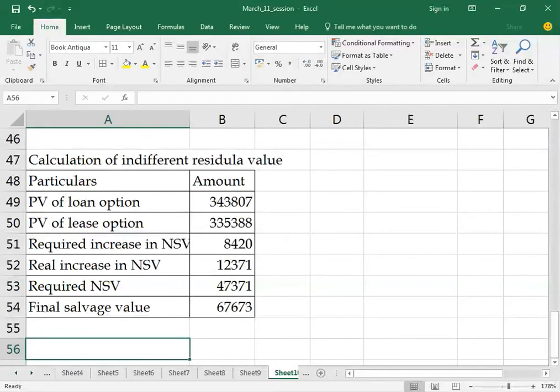Then tell me, how will you do the last part after completing this? Let me know what we are going to do in the last part. Complete this and then let me know.